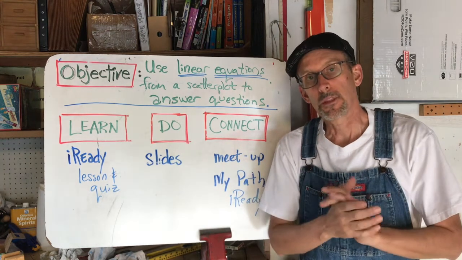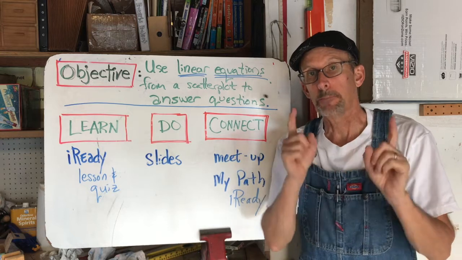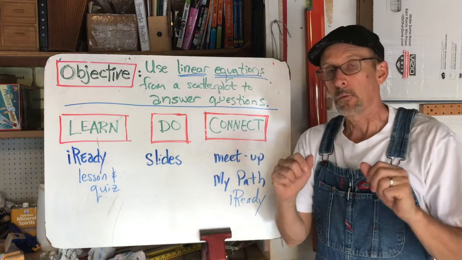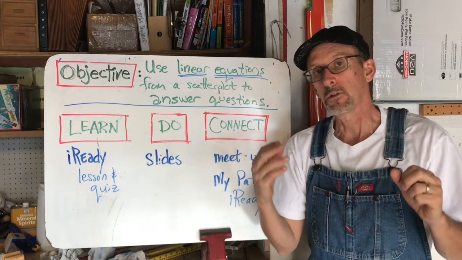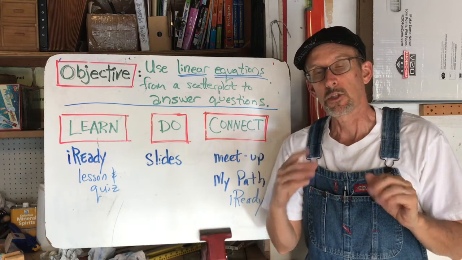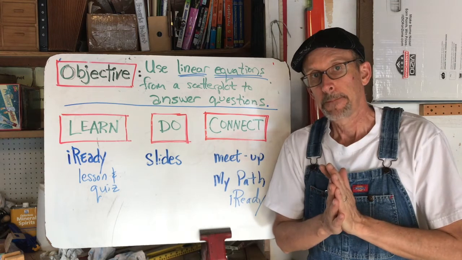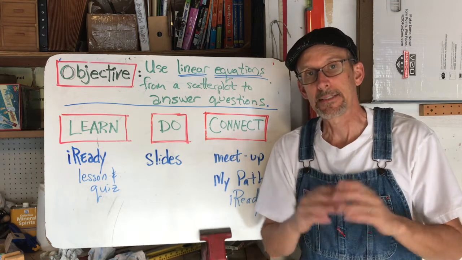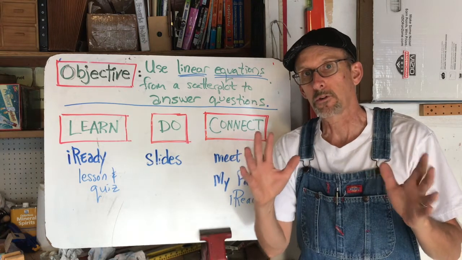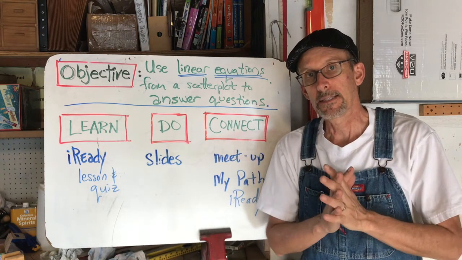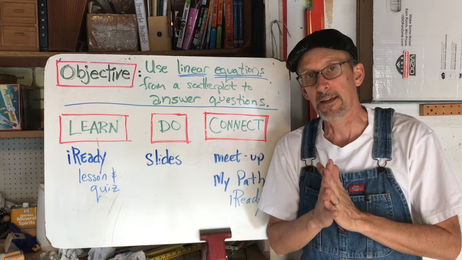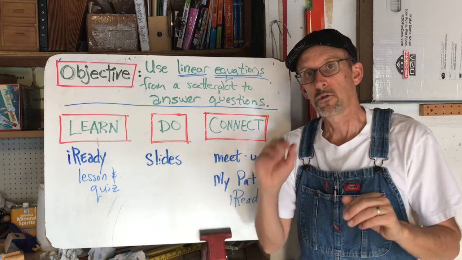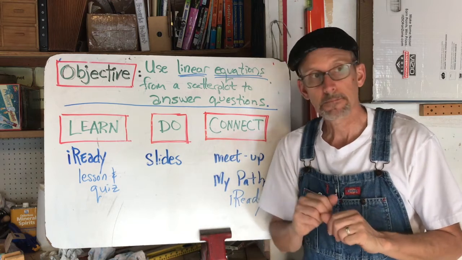We're continuing with work on scatterplots, where your objective this week is to use a linear equation that will come from a scatterplot, and you'll use that linear equation in order to answer some questions. Your learn task is an iReady lesson and quiz. Take your time going through the iReady lessons to make sure that you understand. They're always trying to draw connections between two different quantities being measured.